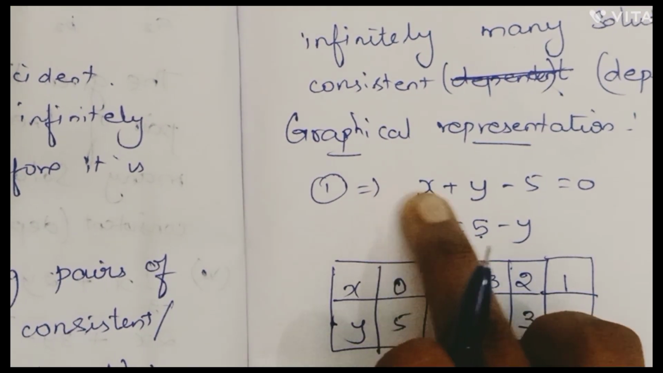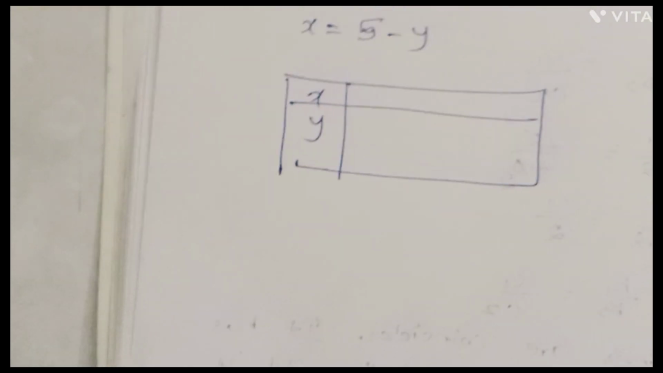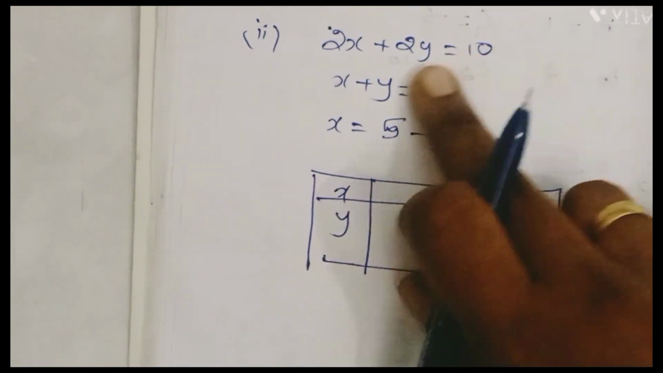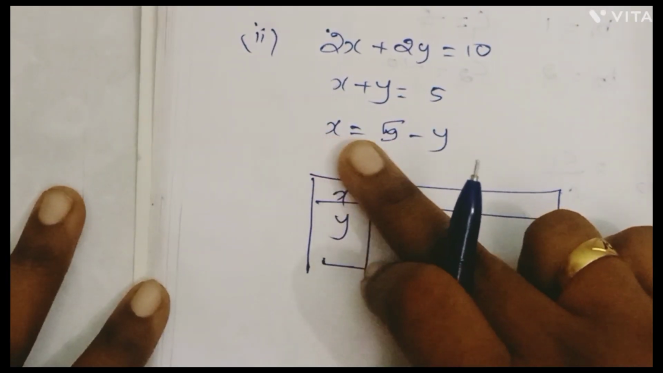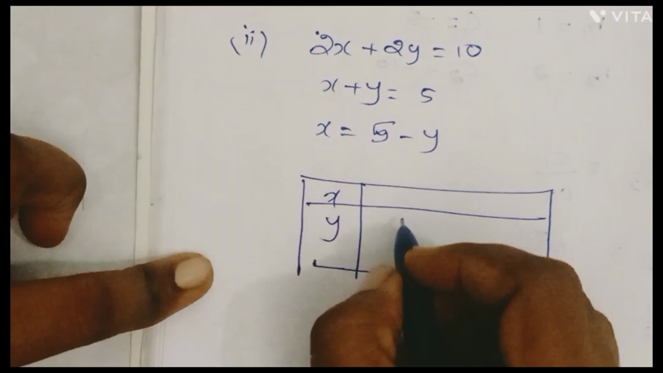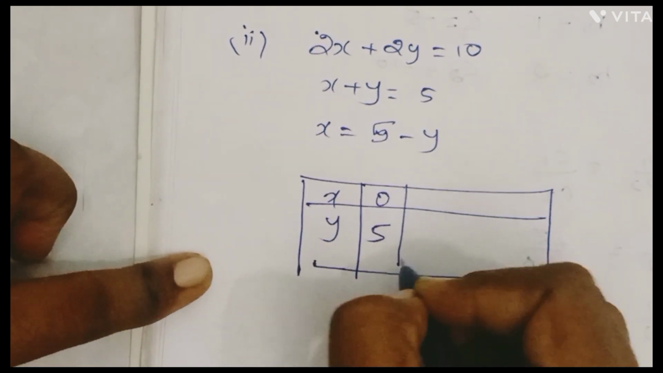When we solve the first line, we got x is equal to 5 minus y. When we solve the second line, we get the same. The second line is 2x plus 2y is equal to 10. So x plus y is equal to 5. So x is equal to 5 minus y. Same. So when y is equal to 5, x is equal to 0.